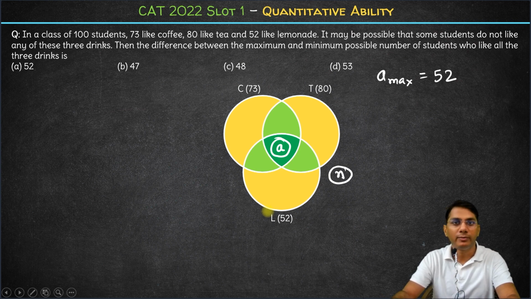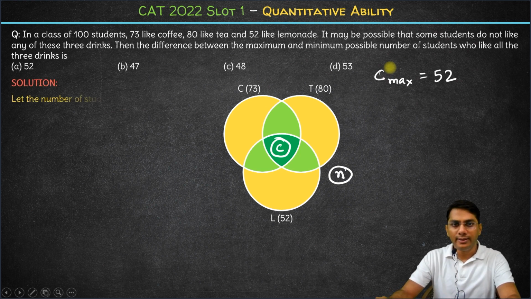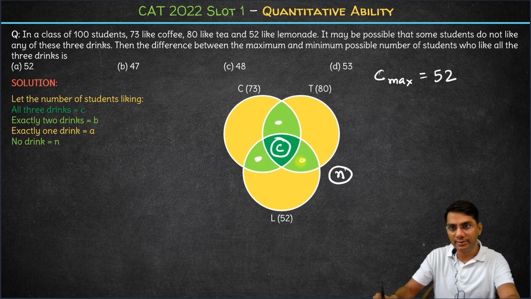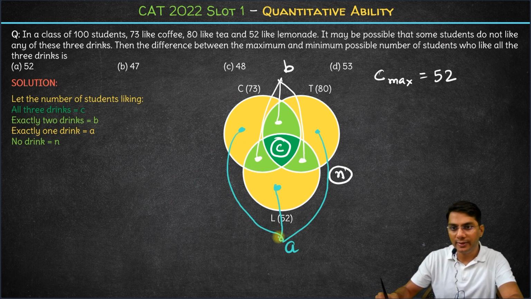Now what we need to figure out is the minimum possible value of A. Or let's say this is C. I have taken this as C. Now, let the number of students liking all the three drinks be C. Exactly two drinks is B. So this region plus this region plus this region, all these three regions combined is B. And exactly one drink is A, these three regions combined, and the number of people who like no drink is N. This is N.